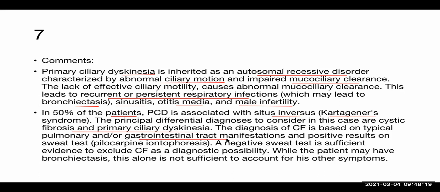So what is the GI involvement in cystic fibrosis? What happens to the GI tract? Yes? Pancreas is affected. So what will happen? Sir, in cystic fibrosis there is thick secretion of the glands, so pancreatic insufficiency, malabsorption will occur, steatorrhea will occur, sir. And fat and lipids will not be absorbed. Exactly. You can simply say malabsorption occurs or steatorrhea occurs.